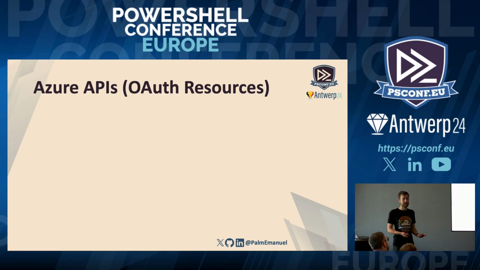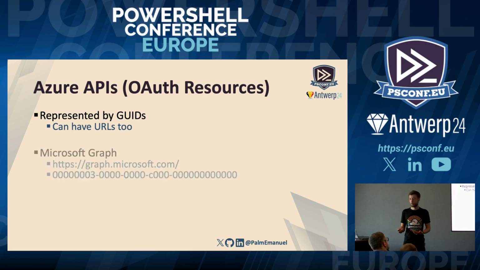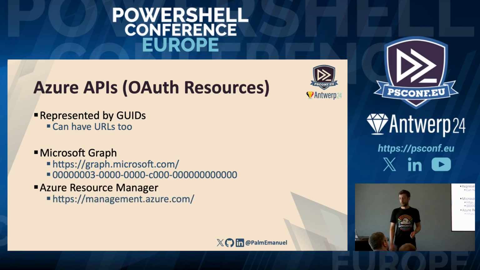We have a few different APIs in Azure. We, in this case, can call them OAuth resources, just as a reminder that that's what they are. But all the APIs in Azure are represented by GUIDs. They can have names too, like Graph, for example, has graph.microsoft.com, but is also represented by this really long GUID that we saw in the manifest just earlier. We have Azure Resource Manager, which also has a GUID that I was too lazy to add, called management.azure.com, which we have to specify when working with Bicep or ARM or Terraform templates, that type of stuff, unless the tooling does it for us.